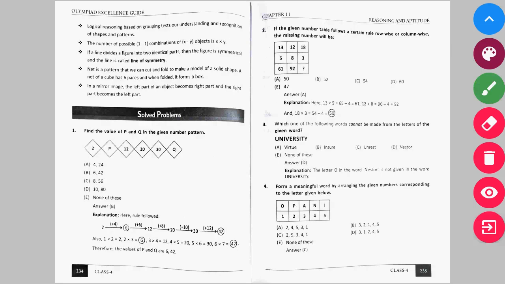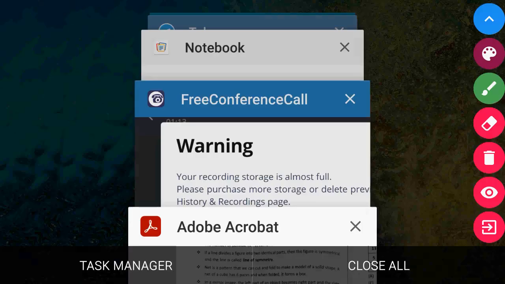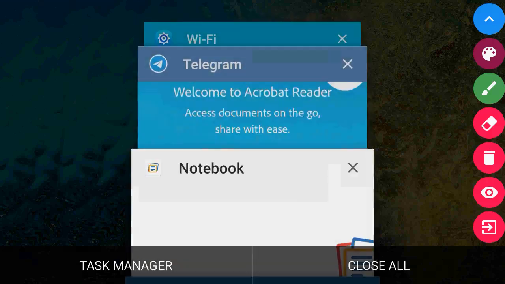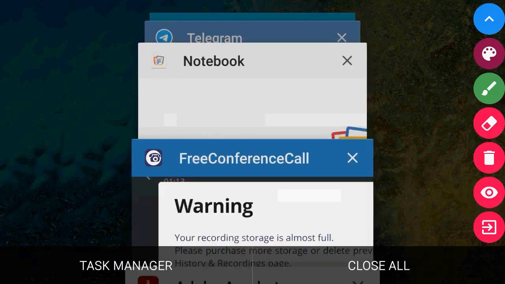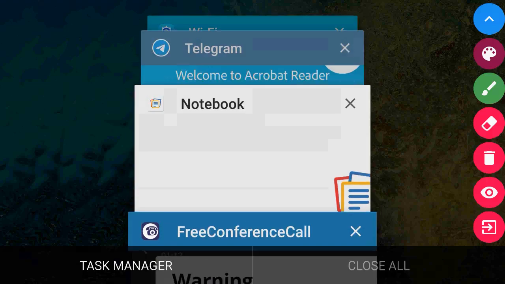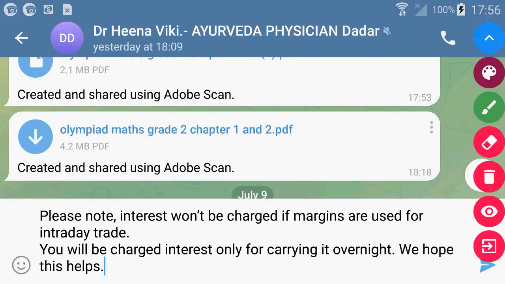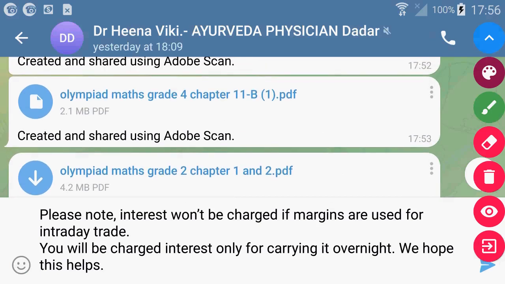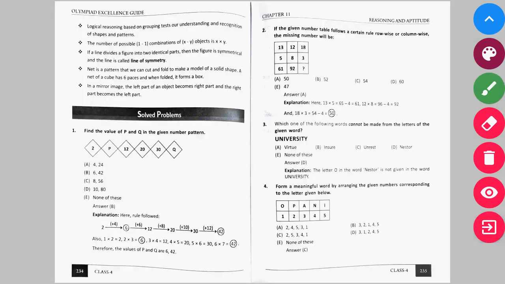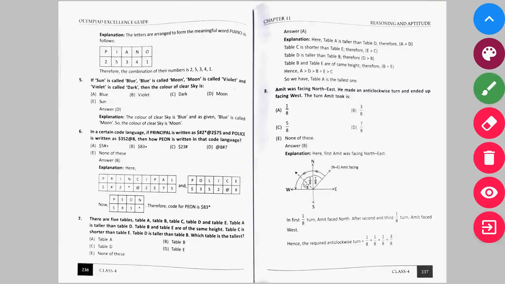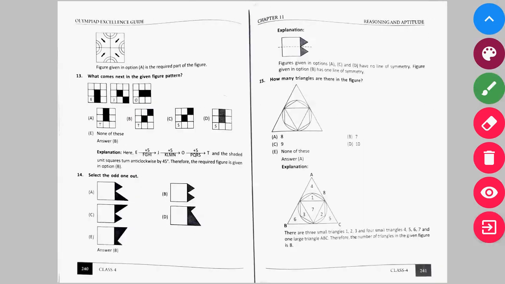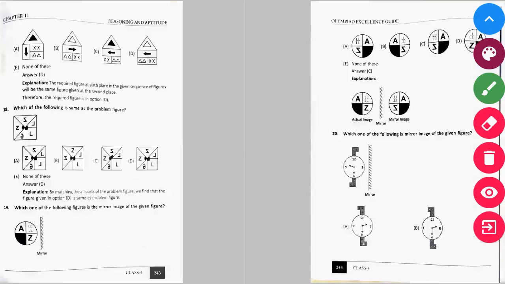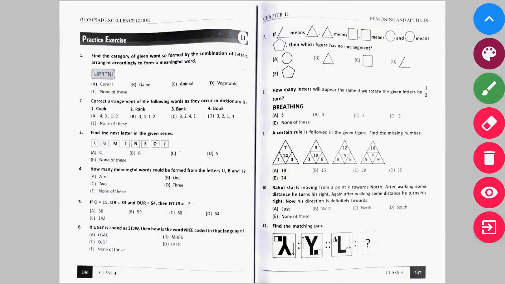So in the previous lecture, we learned about the different patterns on the basis of which the questions are asked in the reasoning and aptitude session. Now we are going to have the problems based on them. So wait a minute, we'll just start in a short while.